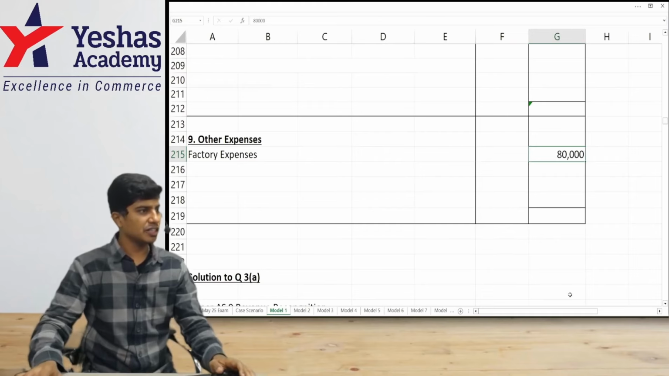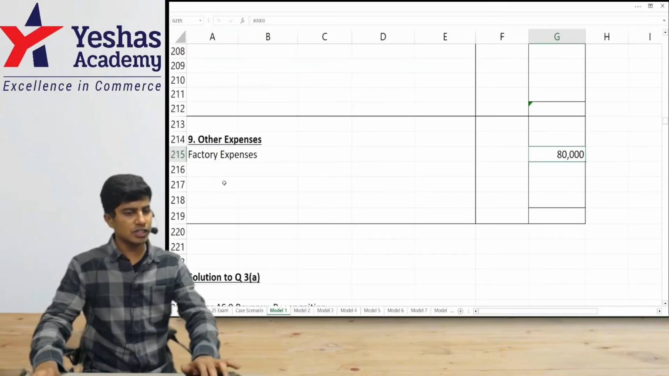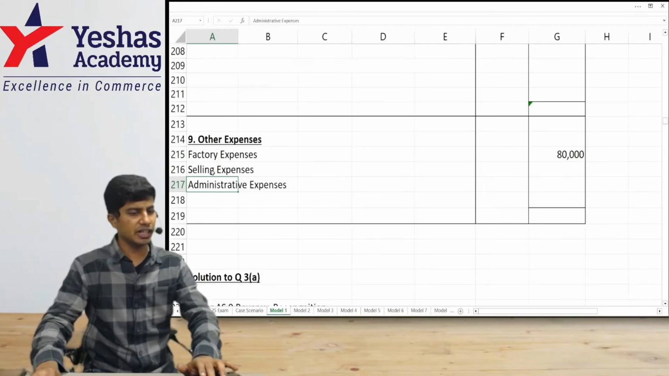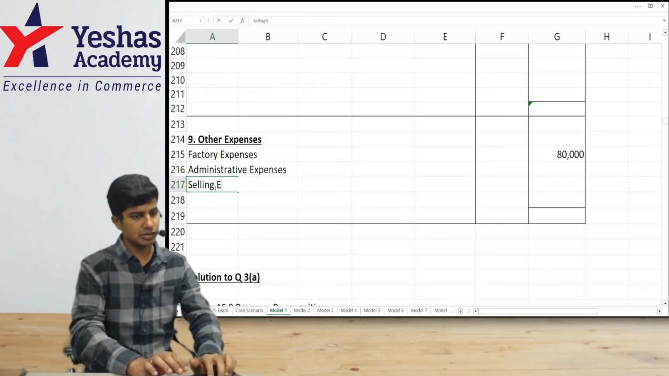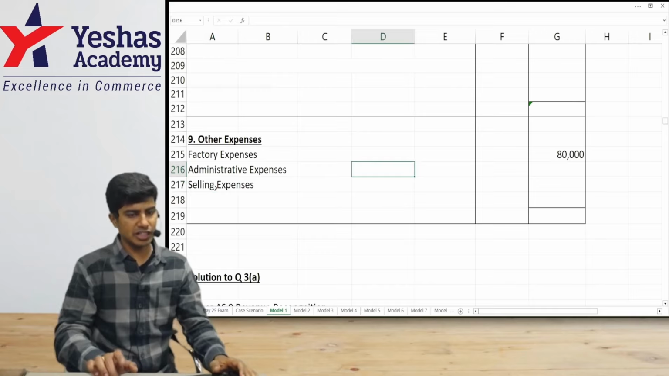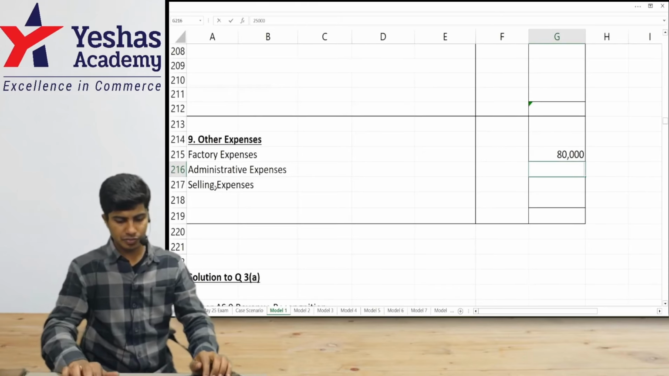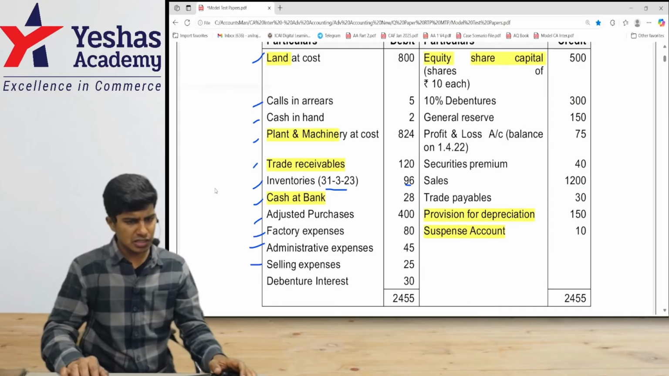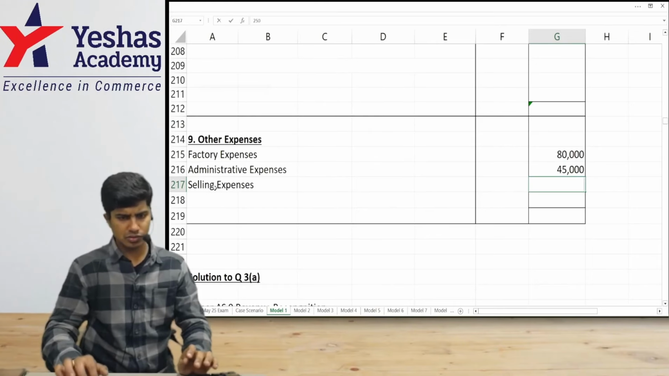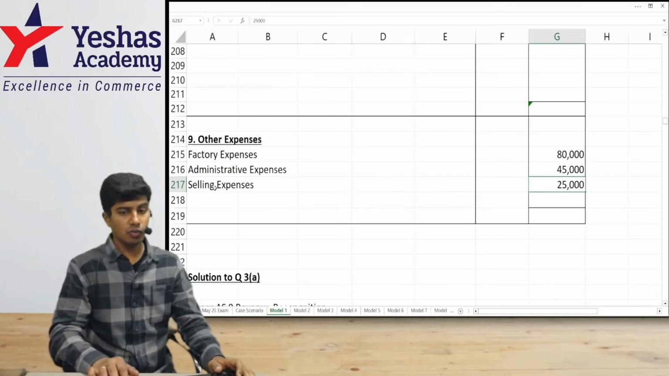80. Everyone understood 80? Then we have with us administration expenses, selling expenses. These two also will appear there only. There is no adjustments also. Administration expenses and selling expenses. Administration on top, selling expenses below. How much administration expenses? Administration expenses is 45,000. How much is selling expenses? 25,000.